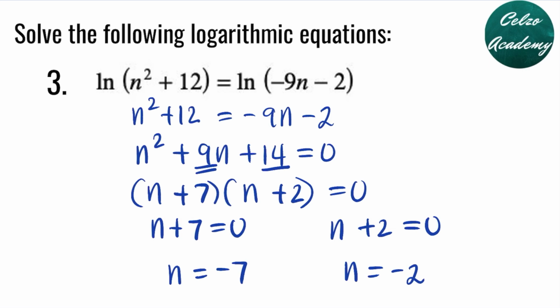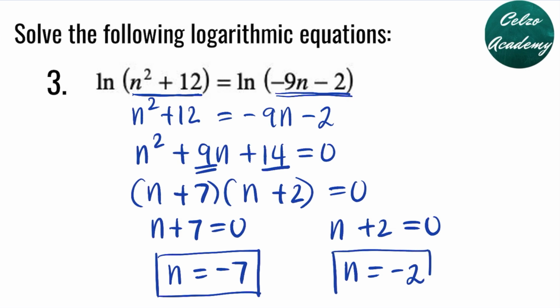If we plug in negative 7 to the n squared plus 12, that's positive. Plugging in negative 7 to negative 9n minus 2, that's also positive. So n equals negative 7 is not an extraneous solution. Now let's check negative 2. Plugging in negative 2, n squared plus 12 will be positive. Negative 9n minus 2 will also be positive. So n equals negative 2 is not an extraneous solution.